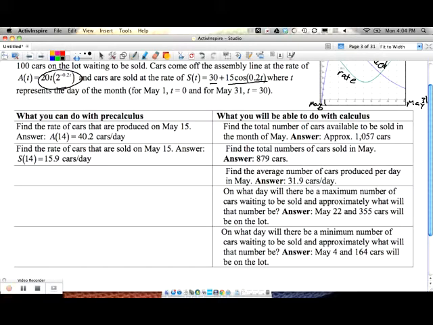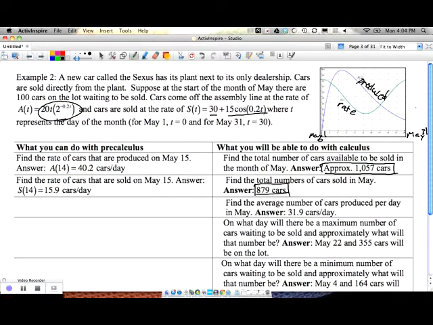We could find the total number of cars available to be sold in the month of May. That's kind of like, how many did we even have that we could sell during that month? Find the total number of cars sold in May, the actual cars sold. That would be 879. Find the average number of cars produced per day. It's kind of weird to think about, can't we just add them up and divide by the number they are? Well, you could kind of, but you're looking at a curve here where some days you can produce a lot, some days you can produce a little, other days you can produce less, and it's varying, it's changing, and that's the key word.